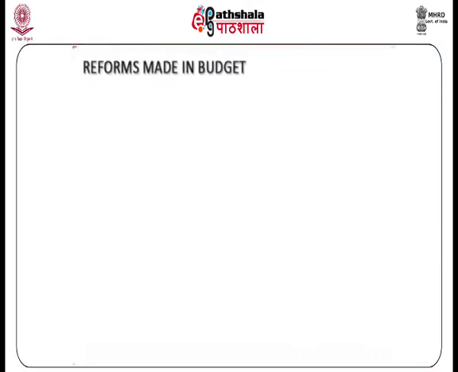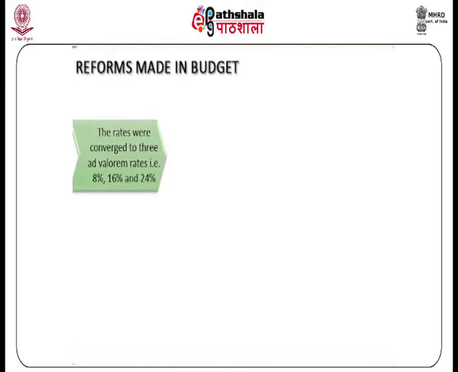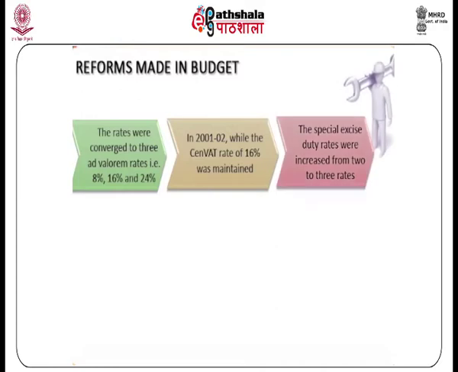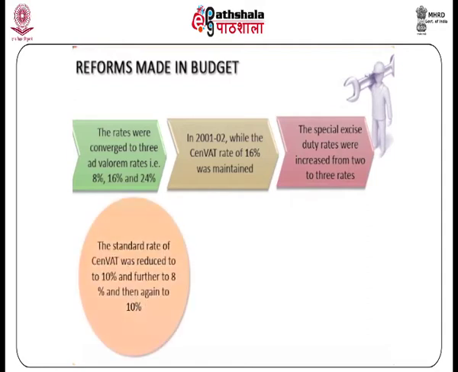Various reforms have been made in rate structure in the last decade. In the budget 2000-2001, the rates were converged to 3 ad valorem rates, that is 8%, 16%, and 24%. In 2001-2, while the SENVAT rate of 16% was maintained, the 2 rates of special excise duties were compressed into a single rate of 16% SENVAT. However, the special excise duty rates were increased from 2 to 3 rates, viz. 8%, 16%, 24%. The standard rate of SENVAT was reduced as a part of the stimulus package to induce demand to 10% and further to 8% ad valorem.